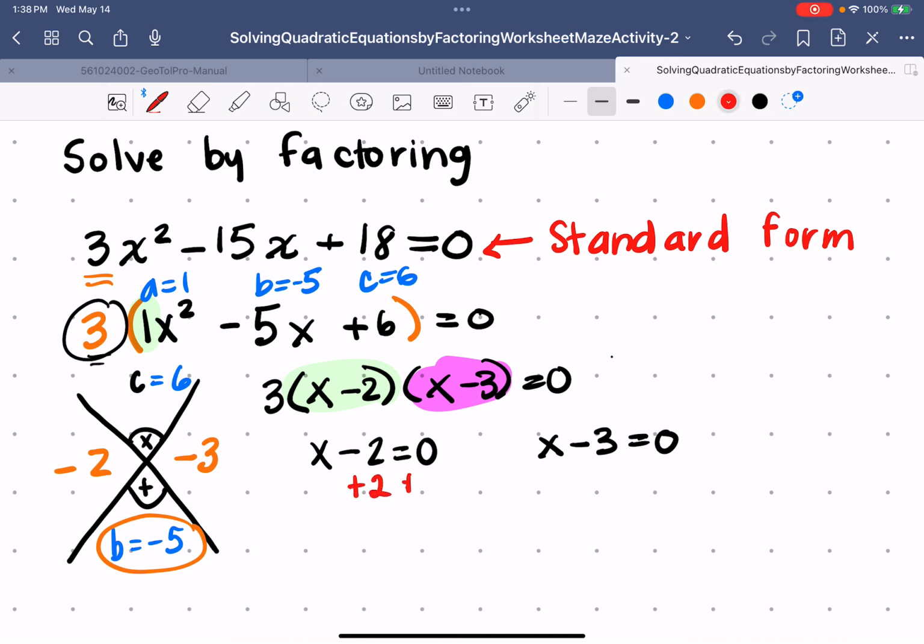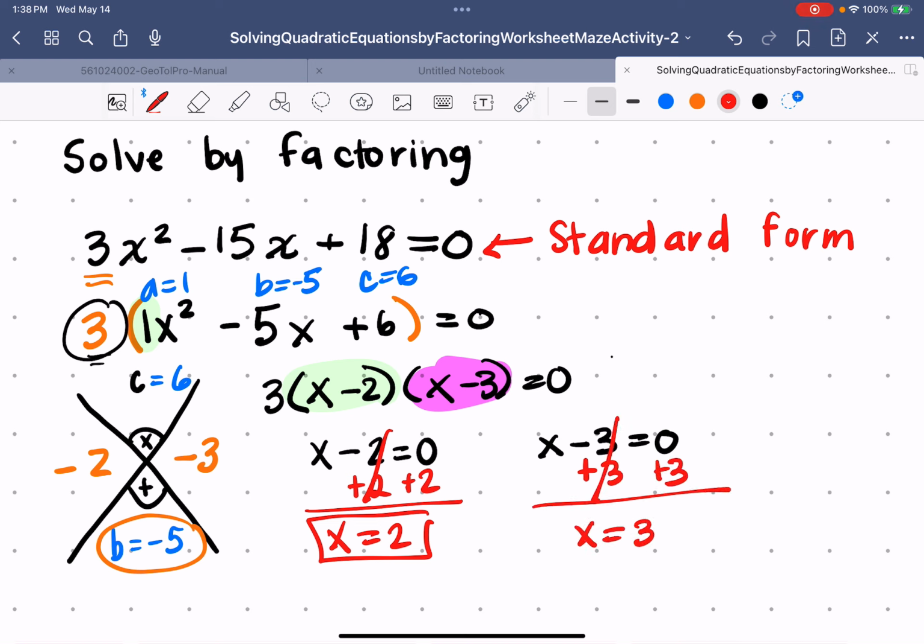So we add 2 to each side. X could be 2. Over here we add 3 to each side. So x could be 3. You got two solutions.